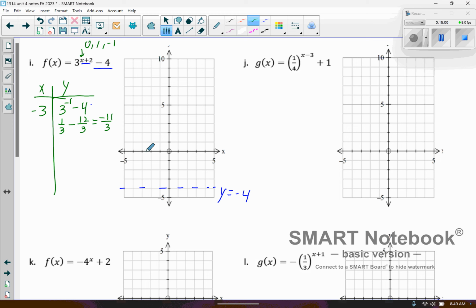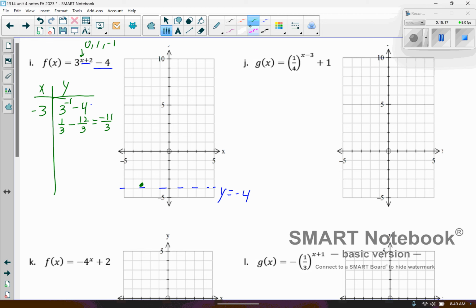So at negative 1, 2, 3, negative 3.66. So you're about down right there. So when x is negative 3, my y value is getting close to negative 4, but remember we approach but don't touch. Okay, the other points should be pretty easy.